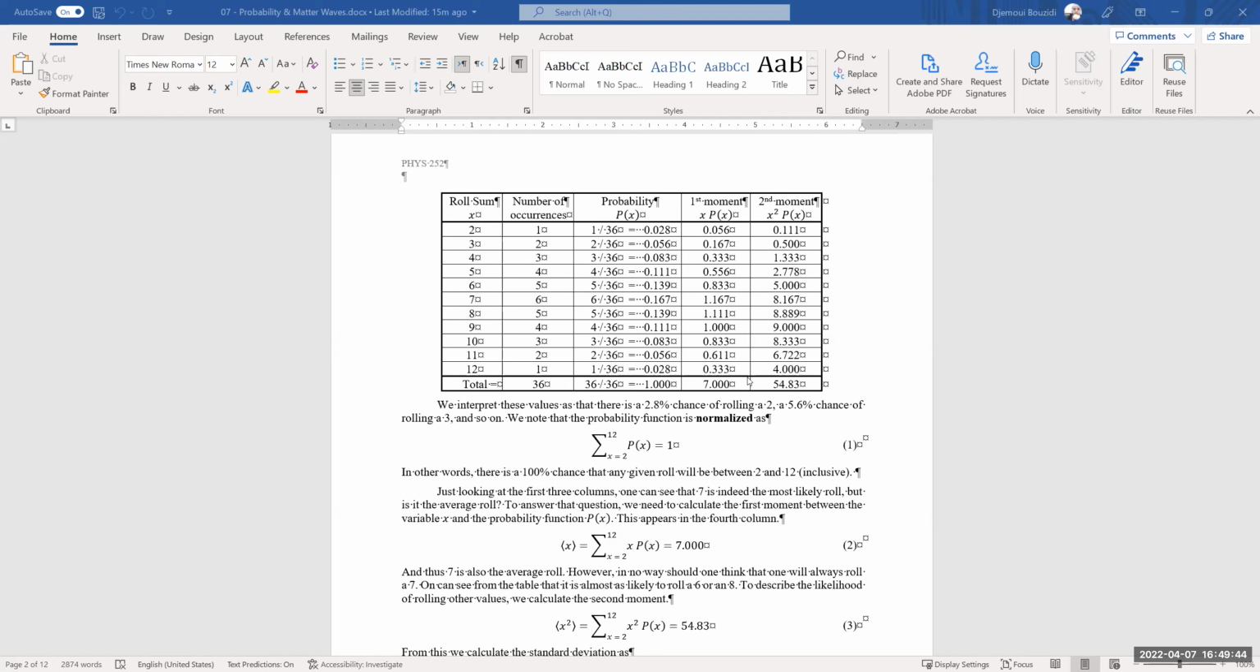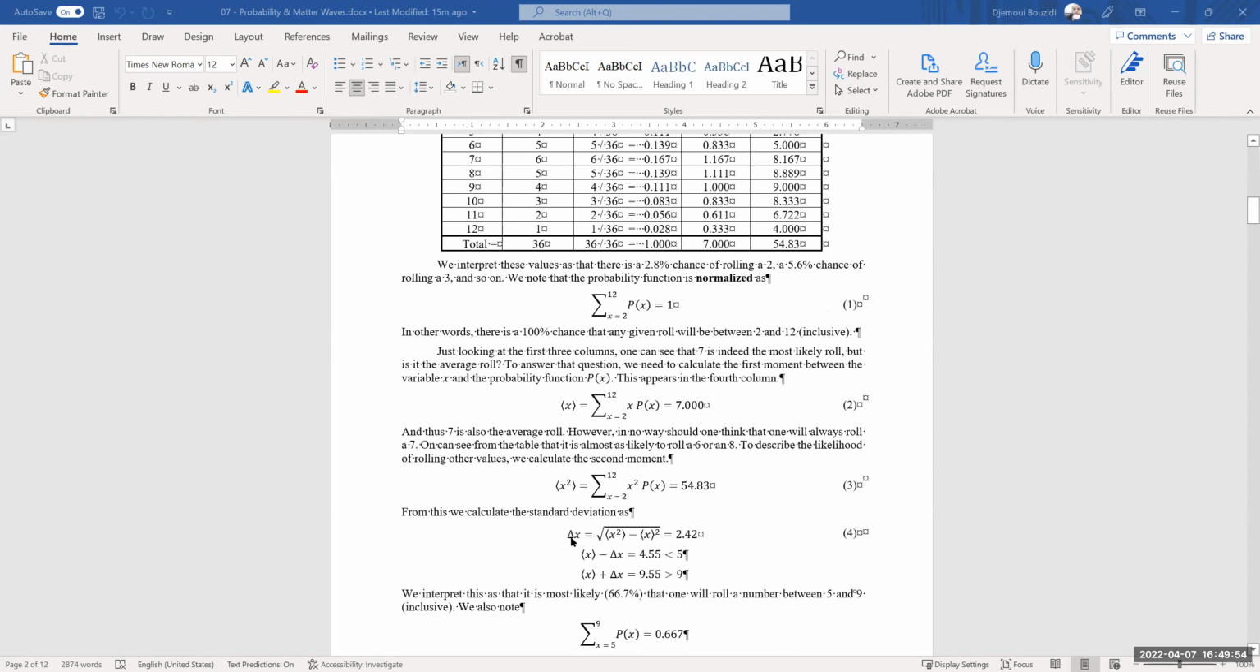Typically, when we're looking at the standard deviation, we also compute the average of x squared. The average of x squared in this case is 54.83, and that gives me the standard deviation. The standard deviation is defined by the square root of the average of the squares, which is the RMS squared in this case, minus the square of the mean. So again, statistics and probability. Then this is your standard deviation, which is 2.42 in this case.